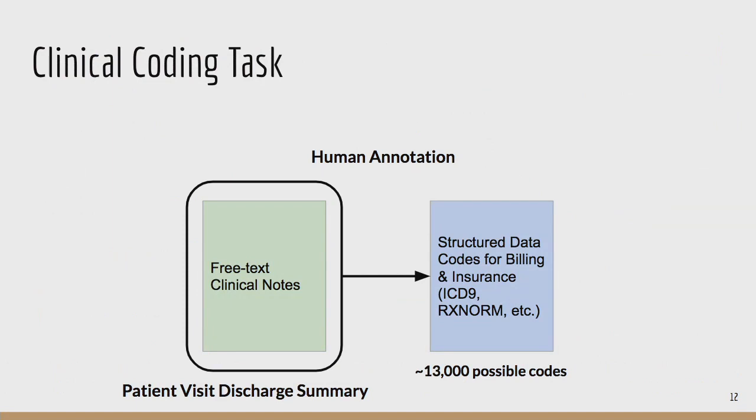But this requires a large amount of skill, so they usually have about 2 years of college experience, as well as standardized certification exams. And so this is actually quite a difficult task in the sense that the prediction space includes about 13,000 possible codes that can occur in any combination. So it's a massively multi-label classification task, as we would call it.